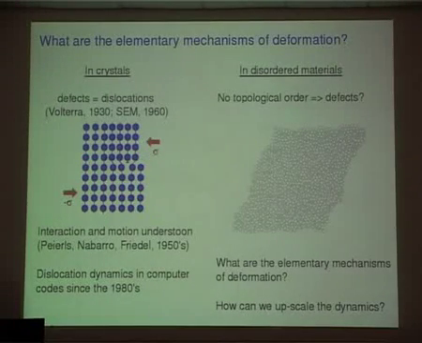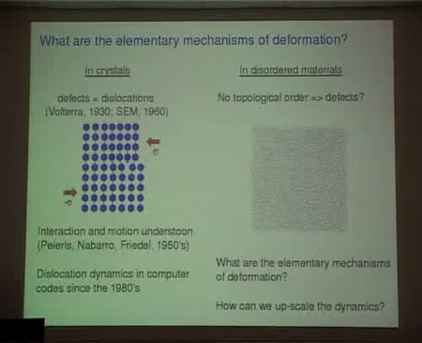Dislocations can be seen experimentally, and they can be used to construct models. Their interaction and motions are understood, and starting from this, it's possible, for example, to have computer models of dislocation dynamics. The problem is when you go to something, let's try to go this way.